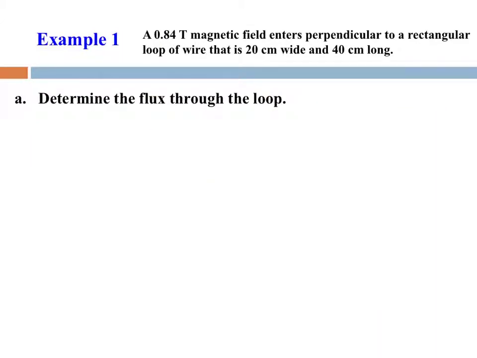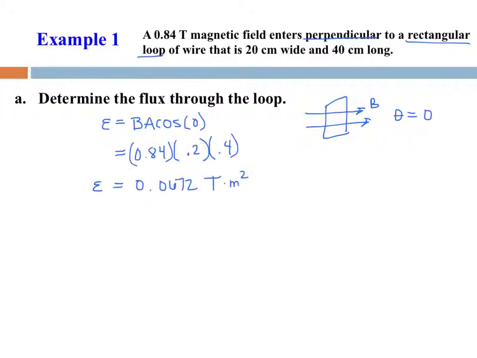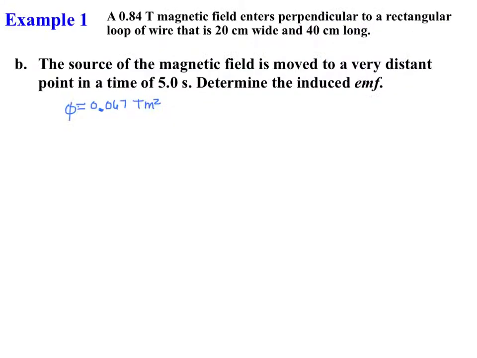Here we're asked to determine the flux. Again, it's telling us that the rectangular loop is perpendicular to the magnetic field. But that just means that my normal vector is already in the same direction as my magnetic field. So the angle between the normal and the magnetic field is 0. So we don't even have to worry about the cosine here. So plugging in all my numbers, I get 0.0672 Tesla meter squared.